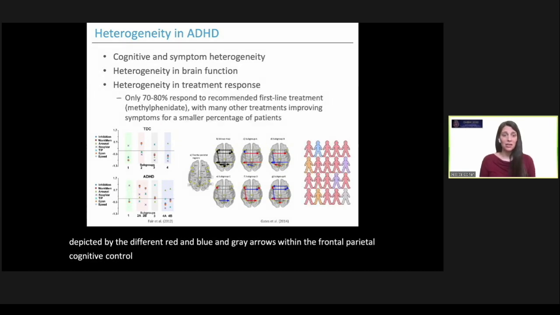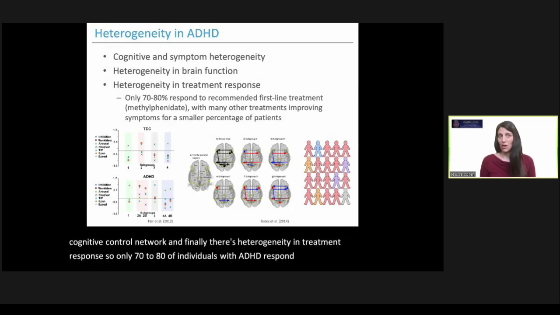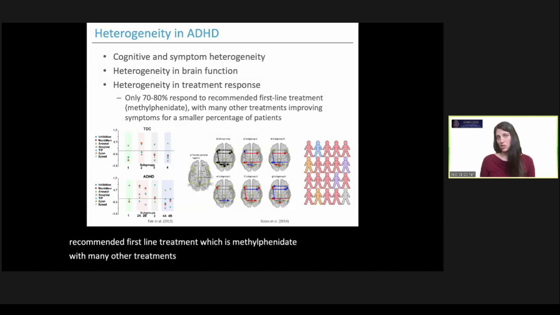And finally, there's heterogeneity in treatment response. So only 70 to 80% of individuals with ADHD respond to the recommended first-line treatment, which is methylphenidate, with many other treatments improving symptoms for a smaller percentage of patients.